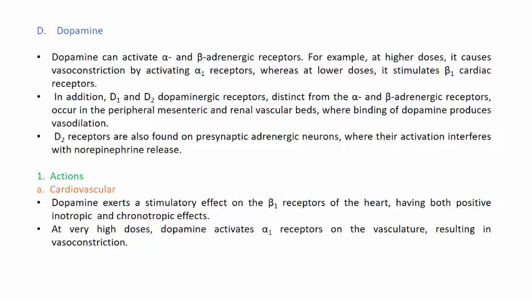with the norepinephrine release. The action of dopamine: it has cardiovascular action, so dopamine exerts a stimulatory effect on the beta 1 receptor of the heart, with both positive inotropic and chronotropic effects, where at very high doses dopamine activates alpha 1 receptors on the vasculature, resulting in vasoconstriction. We mentioned that activation of alpha 1 is related to vasoconstriction. This is the effect of dopamine on the cardiovascular system: it has a stimulatory effect on the beta 1 receptor of the heart, leading to both positive inotropic and chronotropic effects, and at very high doses it also activates alpha 1 receptors, resulting in vasoconstriction.